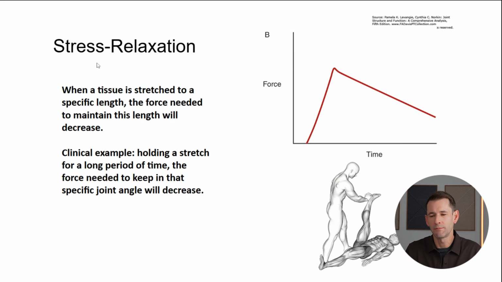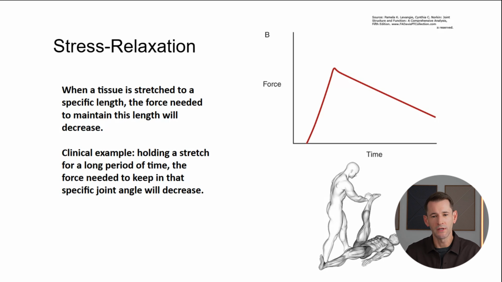Our next concept is stress relaxation. So now we take a tissue and stretch it to a specific length. The force needed to maintain that length is going to decrease over time. So what's being held constant here is the position. I'm taking a tissue to a specific length, and over time, the force needed to maintain that is going to decrease.